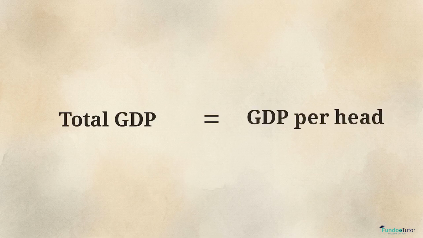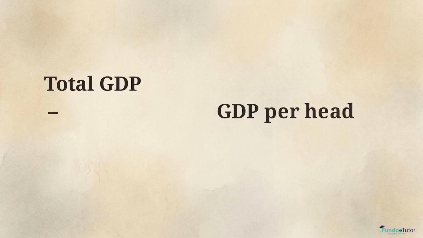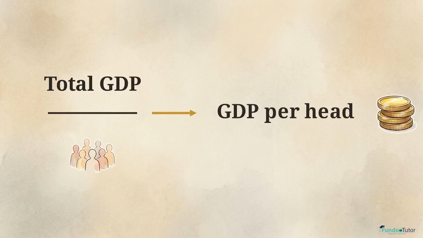Total output, or GDP, is entirely distinct from average income, or GDP per head. Confusing the two is the fastest way to lose data interpretation marks.